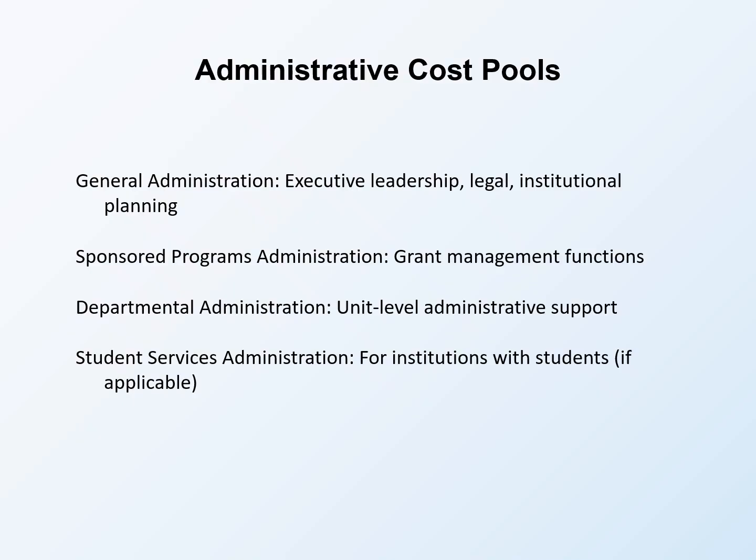These costs relate to management, oversight, and support functions that serve the organization broadly. General administration includes executive leadership, legal services, institutional planning, and overall organizational management. The President's Office, board support, institutional counsel, and strategic planning functions fall into this category. These functions guide the organization as a whole.